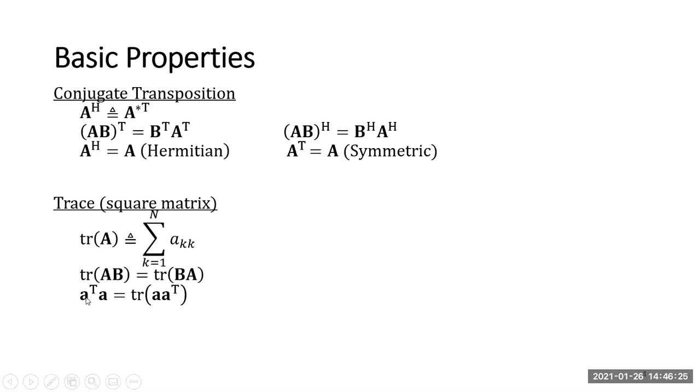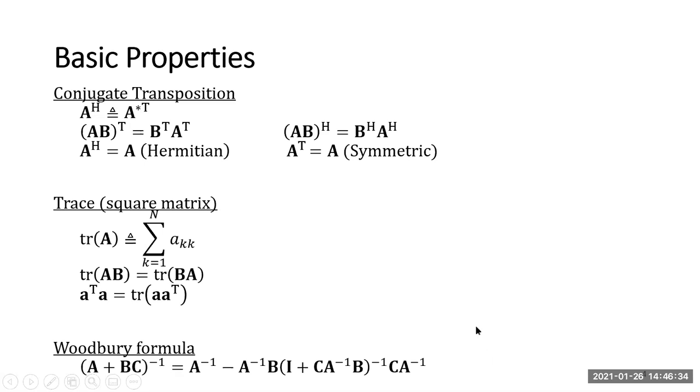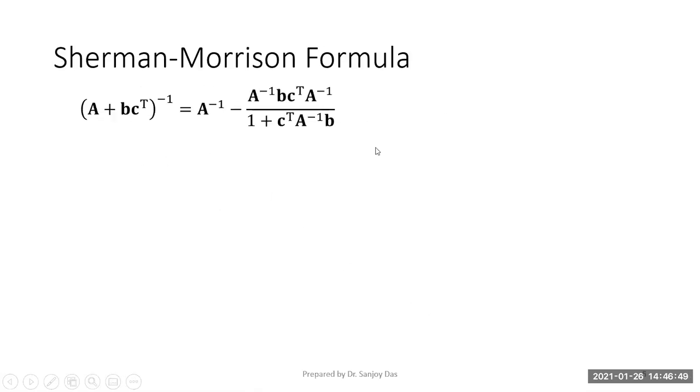A transpose A, if A is a column vector, is equal to trace of A A transpose. Here's a pretty interesting formula that's proven to be handy in a lot of different derivations. Now, here's another formula called the Sherman-Morrison formula, and we'll do the derivation of this one. We'll see why this is true. If A is a matrix and b and c are vectors, now if b is a column vector, c transpose is a row vector, what happens? b c transpose becomes a matrix, right?